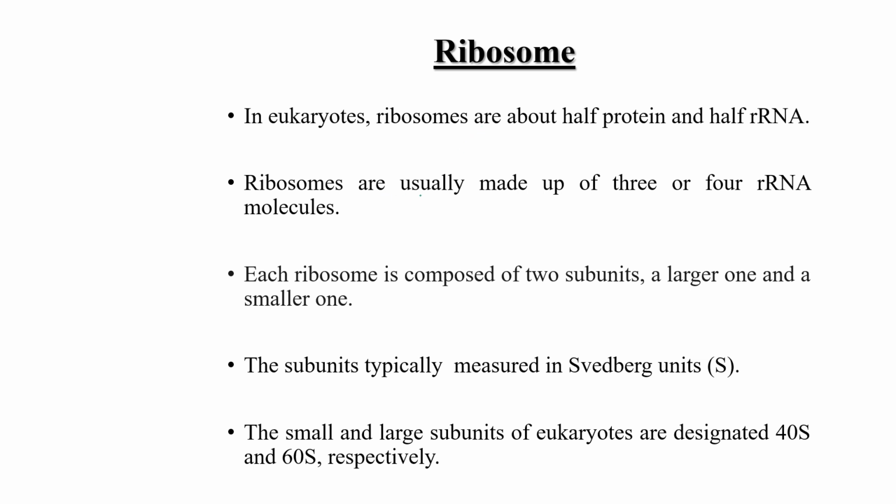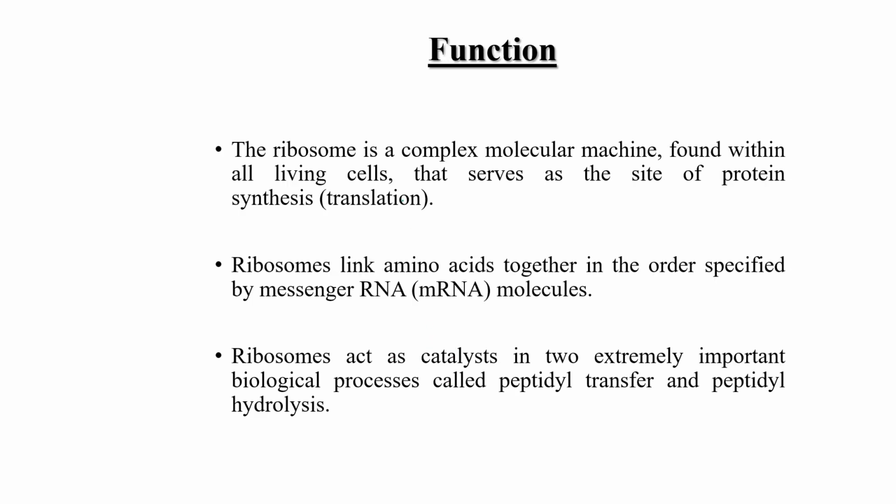And these ribosomes are usually made up of 3 or 4 ribosomal RNA molecules. Okay, each ribosome is composed of two subunits, a larger one and a smaller one. The subunit size is measured in Svedberg units or S. The smaller and larger subunits of eukaryotes are designated as 40S and 60S respectively. The ribosome is a complex molecular machine found in all living cells that serves as a site for protein synthesis, or we can say translation.